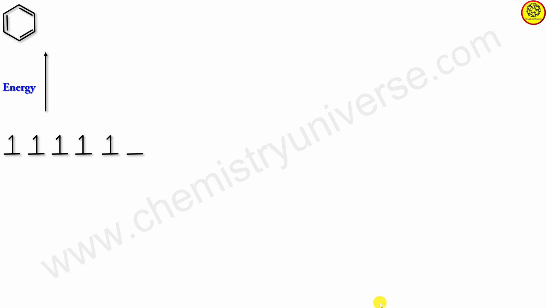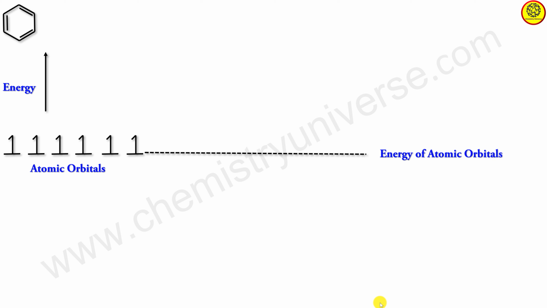A similar treatment for benzene, but things are going to be much different here. Again, energy axis, 6 orbitals, 6 carbons, the p electrons, and this is the energy of the atomic orbitals. Now let's check. First, Psi1, this is how it looks.